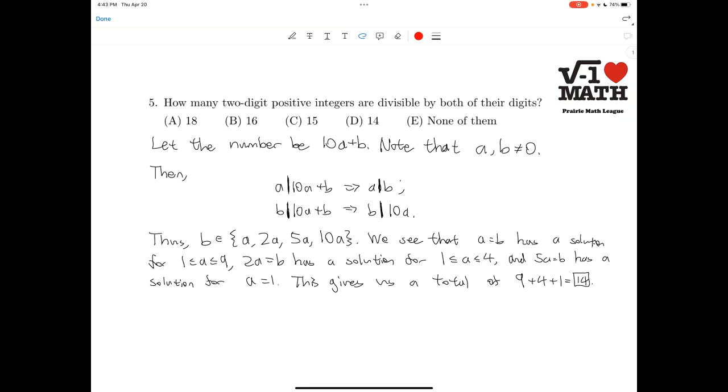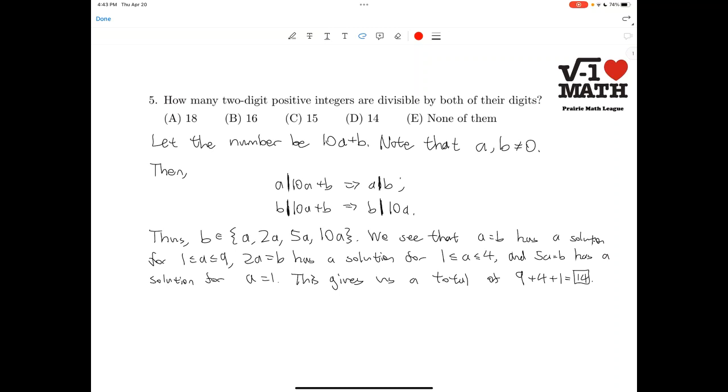Hello everyone. Today I will show the solutions to the Prairie Math League High School Round 139 Problems 5 and 6. For Problem 5, we wish to find the number of two-digit positive integers that are divisible by both of their digits.